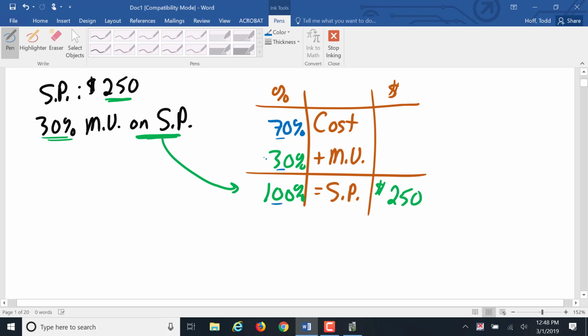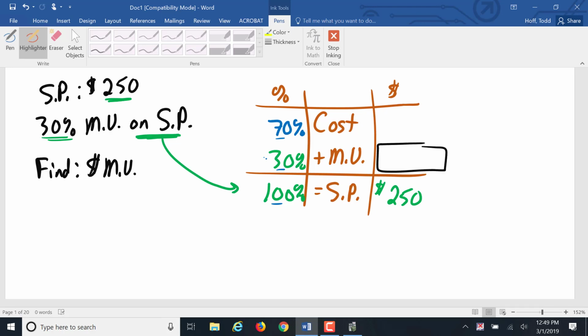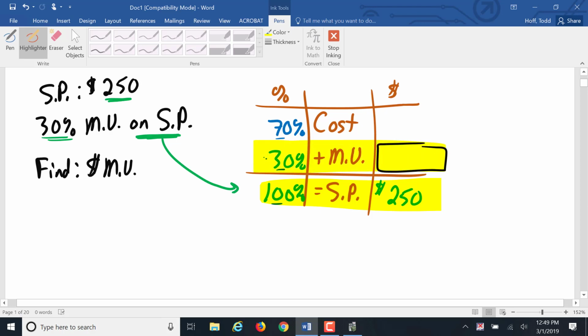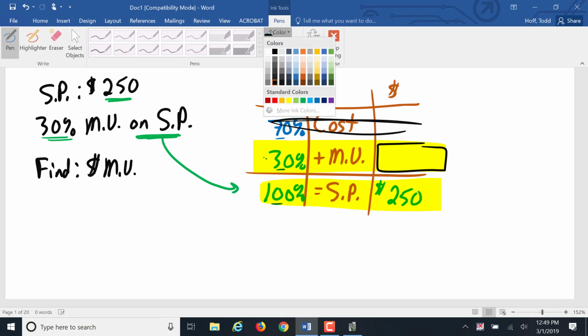Now, I have to tell you, I haven't told you what we're going to be asked to find yet. So for this problem, let's get asked to find the dollar amount of the markup. So the dollar amount of the markup is this piece right here. Now, just like before, we need two lines out of this table. One line is the amount that we have both the percent and the dollar amount for. That's going to be the selling price. And the other line is going to be the line that has what we're trying to find. And here that is the dollar amount of the markup. So that means we can ignore that top line of the cost.